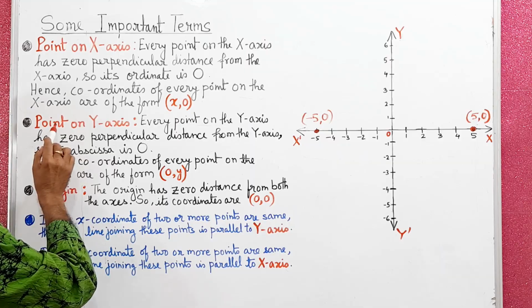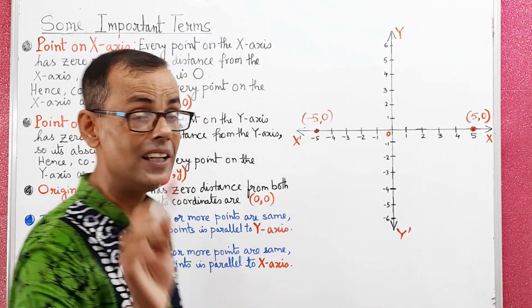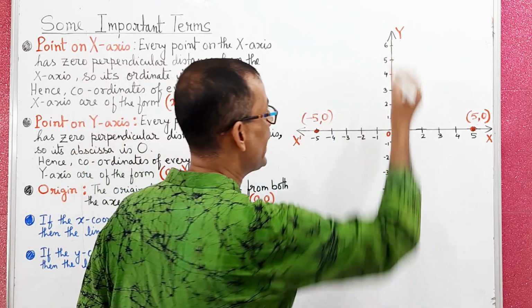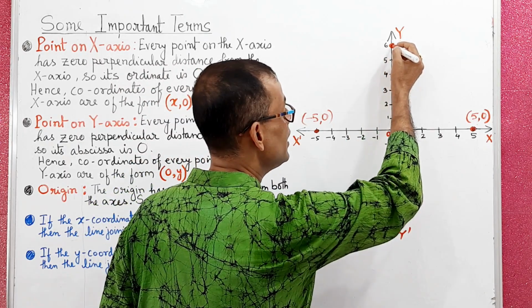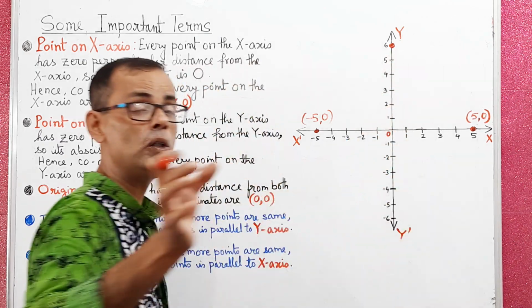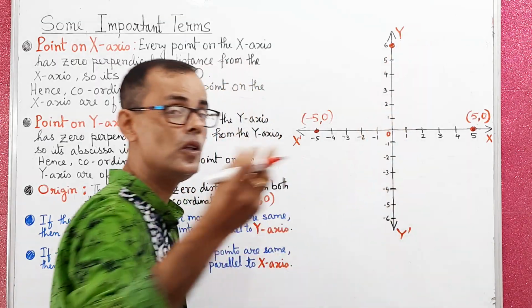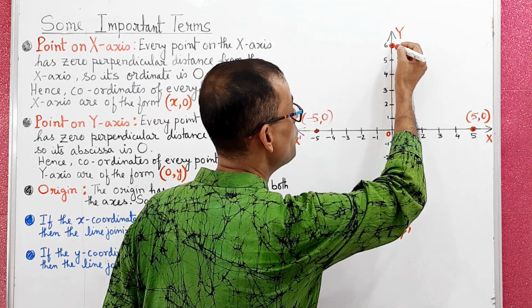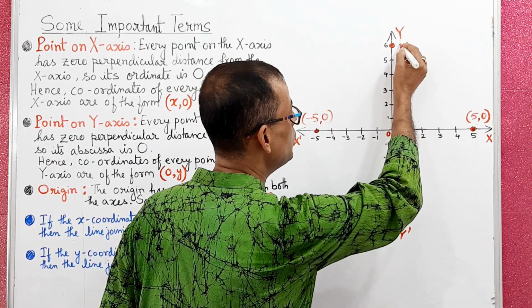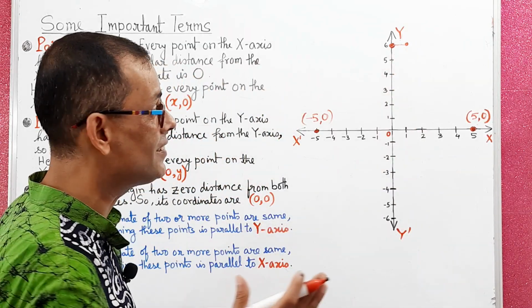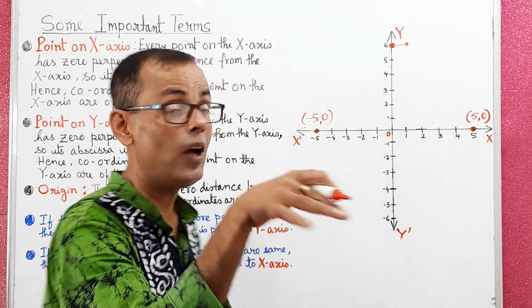The second concept is point on y-axis. If any point is on the y-axis, then what will happen? Let us put one point on the y-axis. Same concept. Here the perpendicular distance from the y-axis will be 0. If you want to measure the perpendicular distance, suppose the point is here, then you will measure this way, perpendicular distance from the y-axis. The measurement is 1 unit, because you have to measure it along the x-axis.